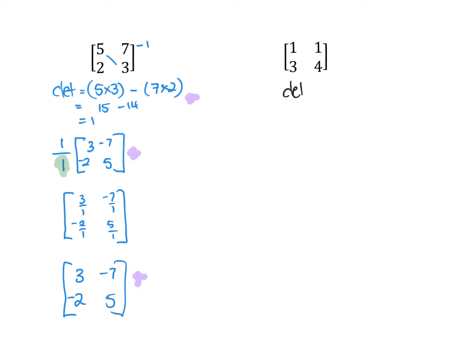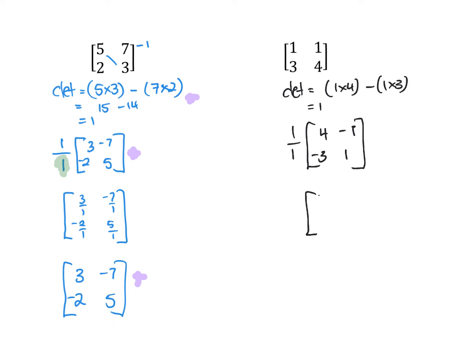Okay, so let's do this one. The determinant of this one would equal 1 times 4 minus 1 times 3. So this one ends up being 1 again. So we've got 1 over 1. We're going to swap these two numbers round and make these ones negative. We now know that anything over 1 is itself, so we'll just go straight to the answer.